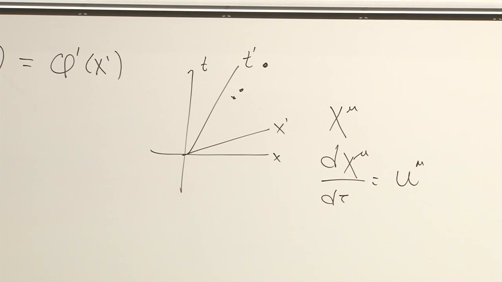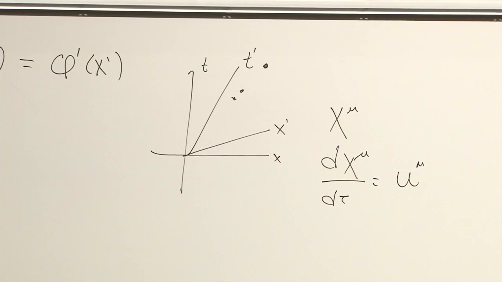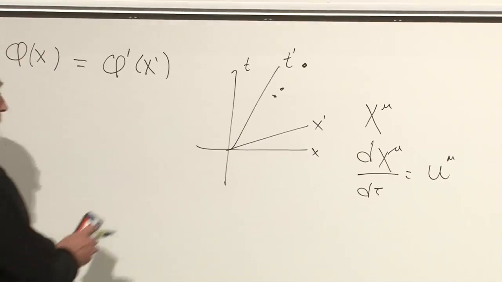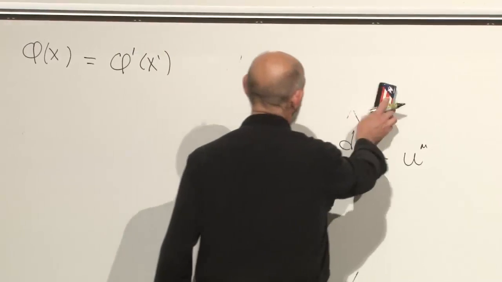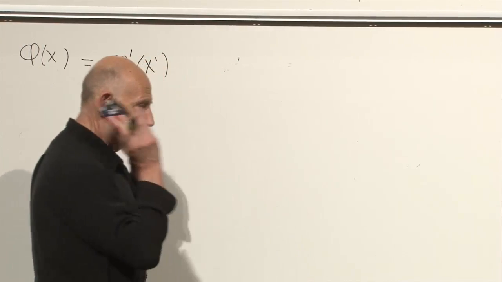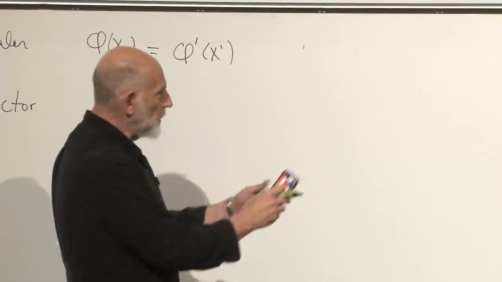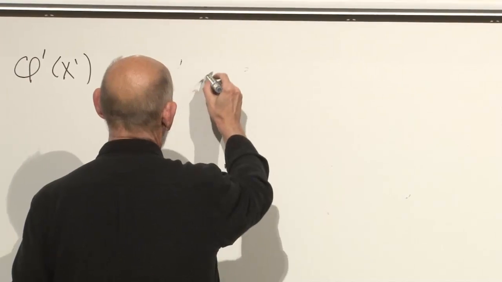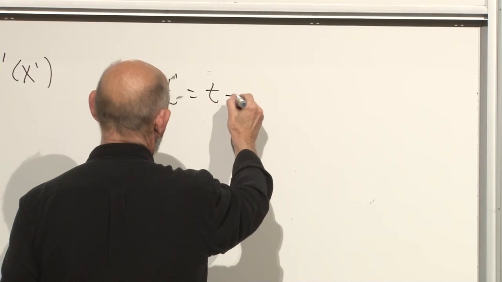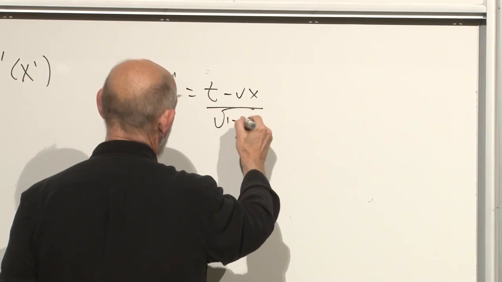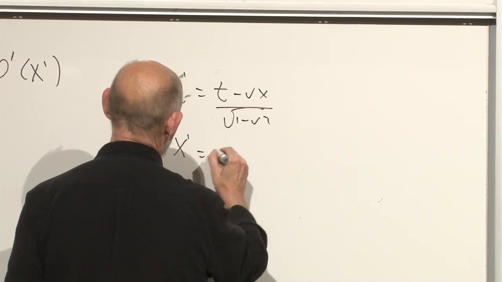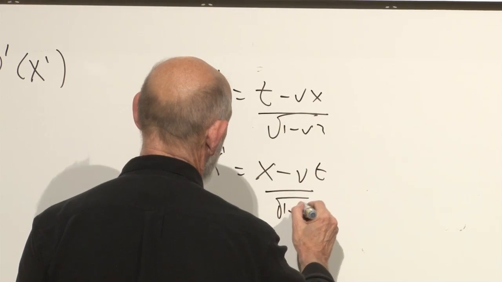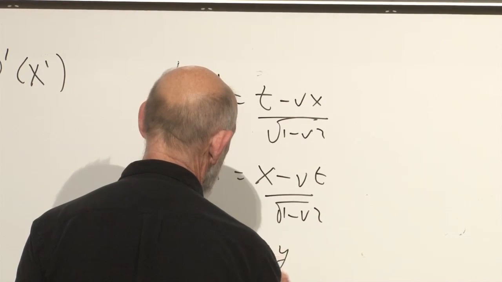What does it mean that it's a 4-vector? It's a statement about how it transforms under Lorentz transformations. Let's write down what the transformation properties are. It's just Lorentz transformations. If we consider 2 coordinate systems moving past each other along the x-axis, then we know that t prime is equal to t minus vx over square root of 1 minus v squared. X prime is equal to x minus vt over square root of 1 minus v squared. Y prime equals y, and z prime equals z.